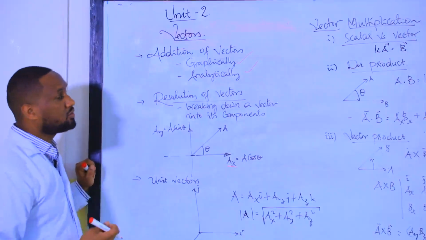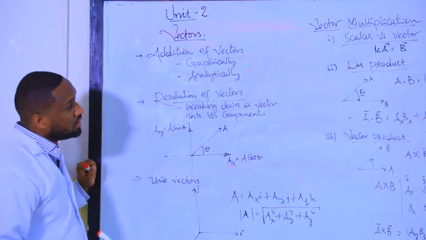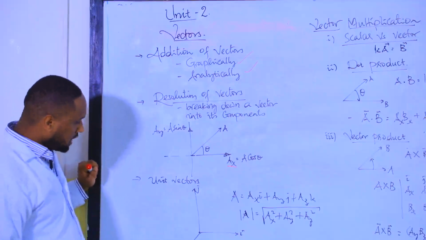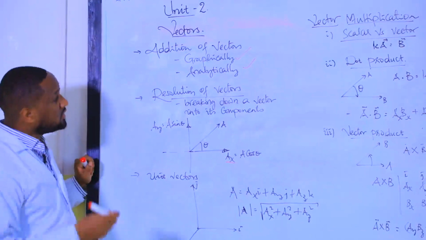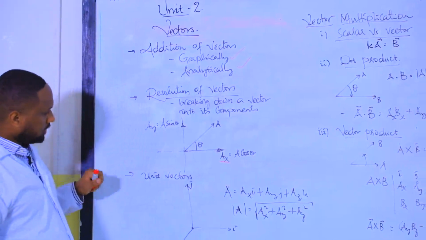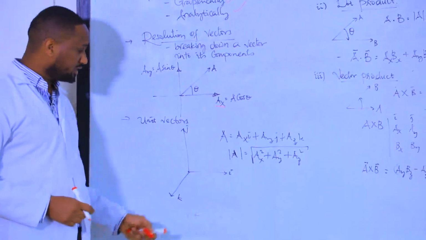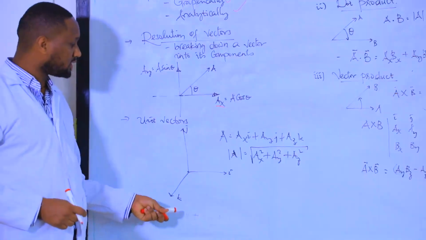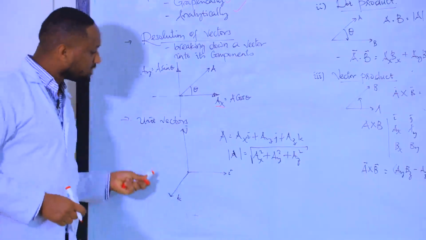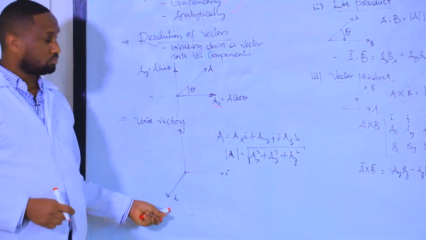Then we have different kinds of vectors. There is a vector which we call the zero vector. A zero vector is a vector which has a magnitude of 0 and an arbitrary direction. There is also a unit vector. A unit vector is a vector that has a magnitude of 1. And we have three important unit vectors in our discussion of physics, the i, j, and k unit vectors. These are unit vectors that represent the positive x, y, and z directions respectively.